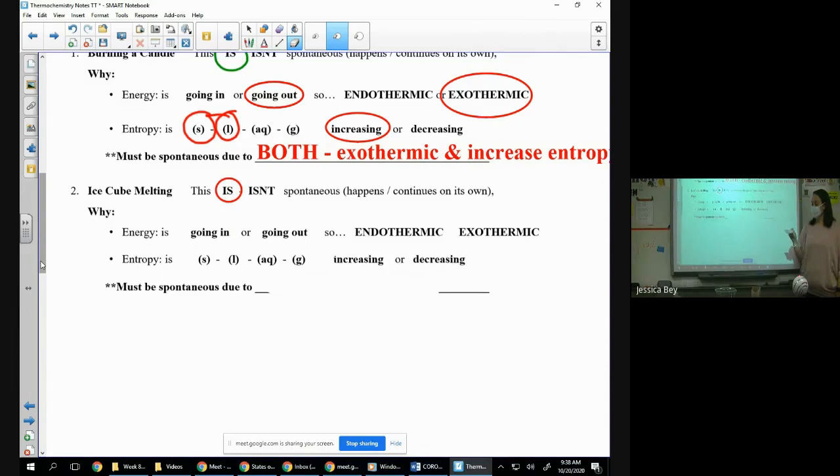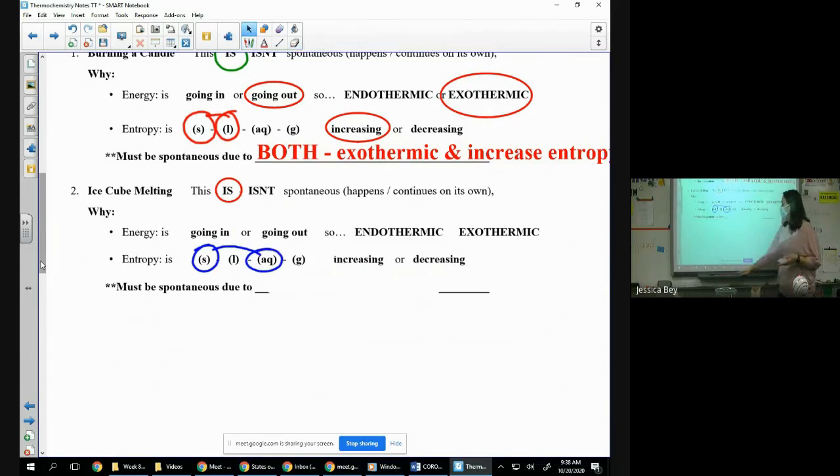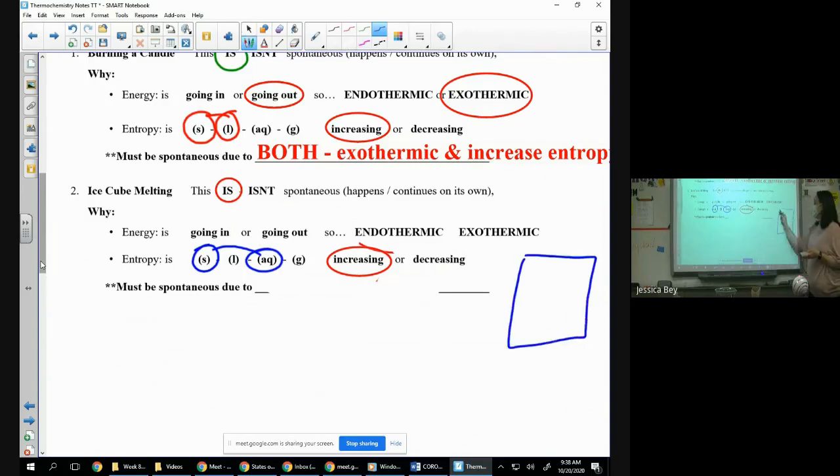Which one do you want to do first? The easy one or the hard one? Let's do the easy one. Let's talk entropy. This ice cube started off as a solid. And once it melts, it goes to either liquid or aqueous. It's probably tap water, so it has stuff in it. That's fine. Either way, what is the entropy doing? The entropy is increasing. Now, here's the problem. Let's talk about energy. When you have an ice cube, and we're thinking about yesterday's stuff, okay?